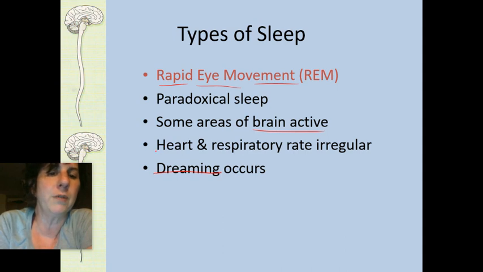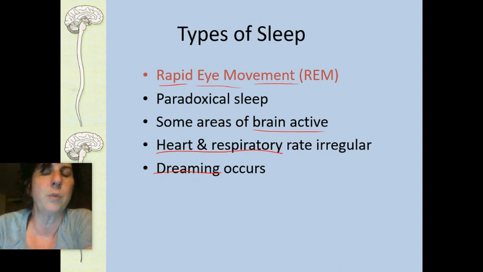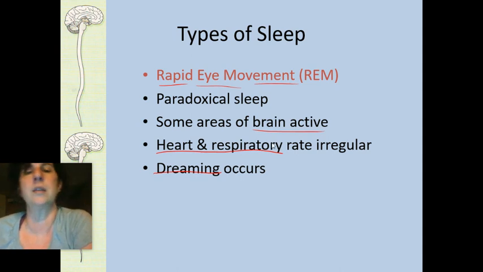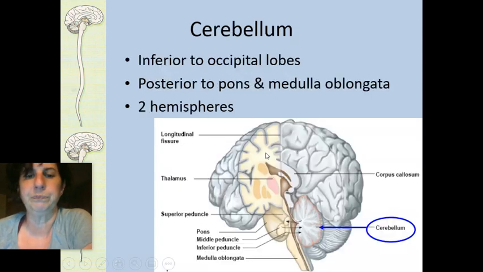But where in slow wave your heart rate and everything is depressed, it's really pretty irregular at this point. So you've got this irregular, much more activity going on in the brain during this time period. And remember, it's going to go REM, slow wave, back and forth.